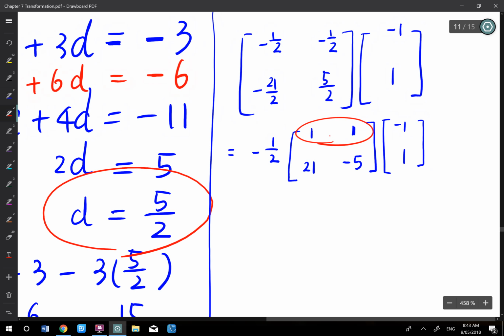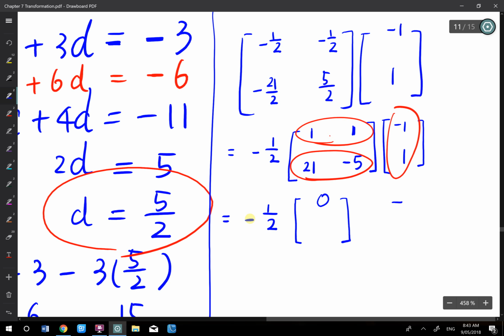So, we calculate the matrix row times column. I still like this way to do it, to circle it. And don't forget the negative one half in the front. We can multiply the 2 by 2 and 2 by 1 matrices together. So 1 times negative 1 is negative 1, 1 times 1 is 1. Add them, you have a 0 here. And then 21 times negative 1, you have a negative 21. Minus 5 times 1, you have minus 5. And you add them, you have negative 26.